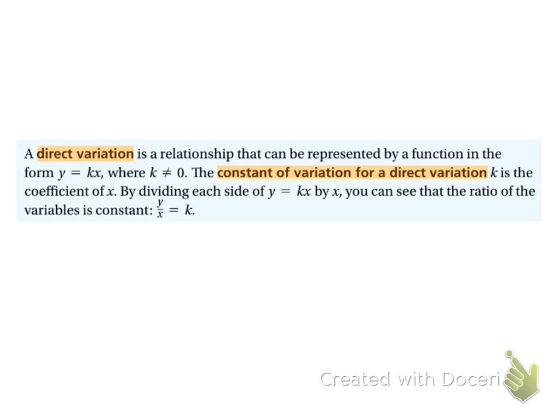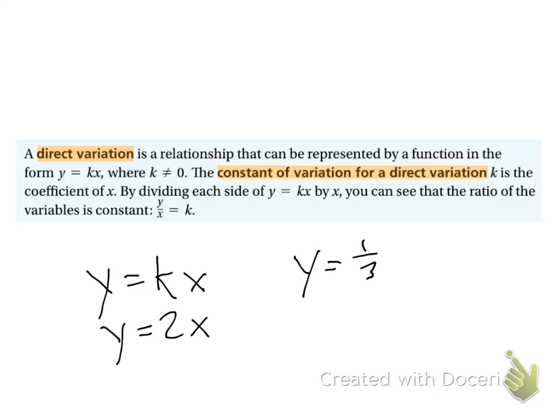This is 5-2 of algebra. A direct variation is a relationship that can be represented by the function in the form y equals kx. In this form, k is standing for a number. k is our constant of variation. So y equals 2x, that's a direct variation, or y equals 1/3 x.